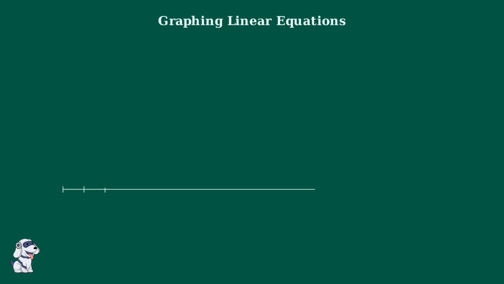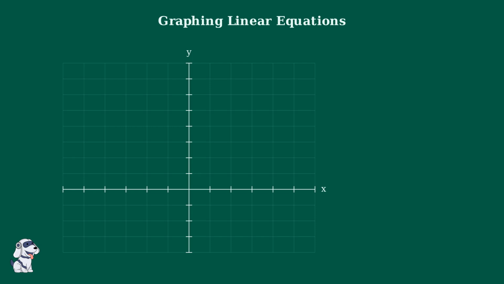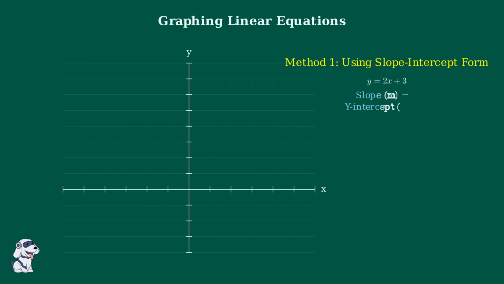Now we'll learn how to graph linear equations. There are two main methods we can use to create accurate graphs of linear equations. Method 1 uses the slope-intercept form. Let's graph the equation y equals 2x plus 3. In this form, m is the slope, which equals 2, and b is the y-intercept, which equals 3.